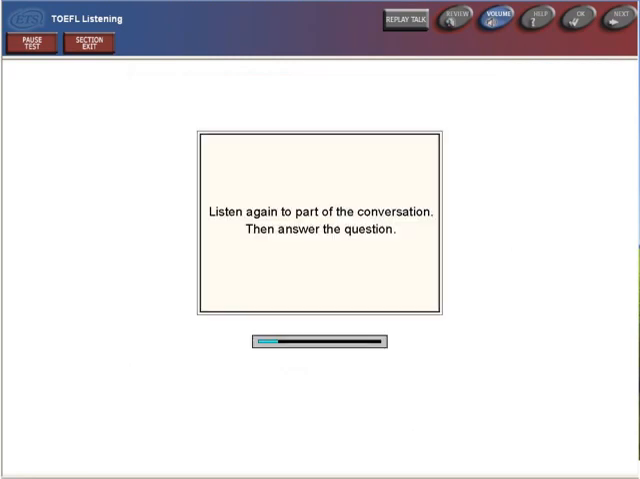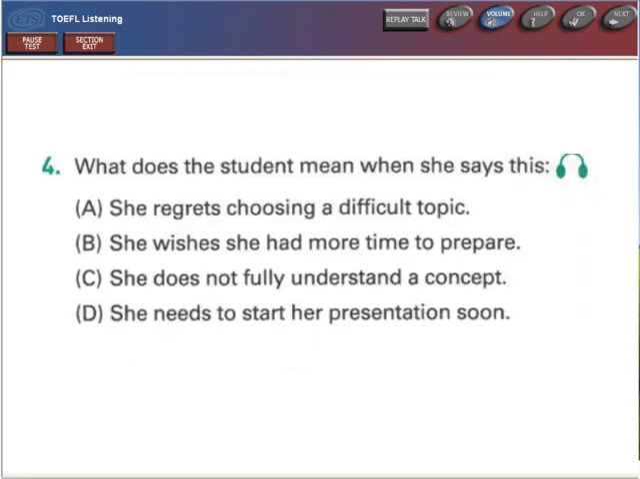Listen again to part of the conversation. Then answer the question. Overall output would continue to increase a bit as new workers were added, but not enough to justify their wages. Does that make sense? I think I have a lot of work to do for my presentation. This is really complicated. 4. What does the student mean when she says this? I think I have a lot of work to do for my presentation.